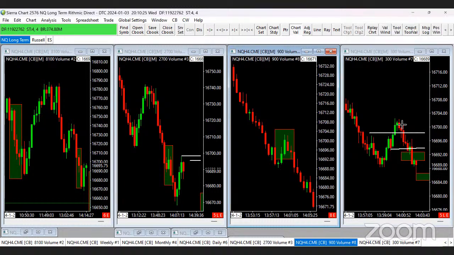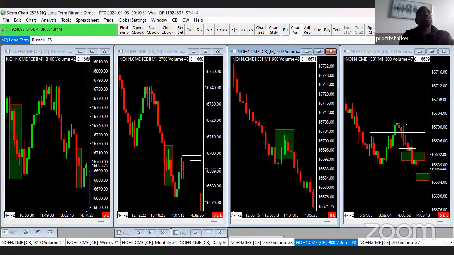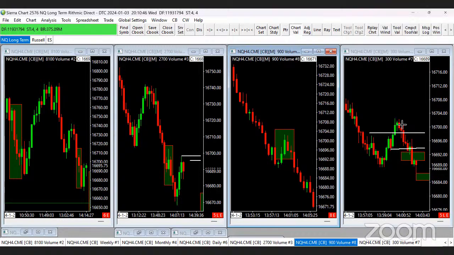How many bars form a market structure? We'd have to go back to the second part of the class, but you can have many kinds of market structures. You have 3 bars, you can have 4 bars, but you have to have at least 3 bars to form a market structure. Thank you. All right.